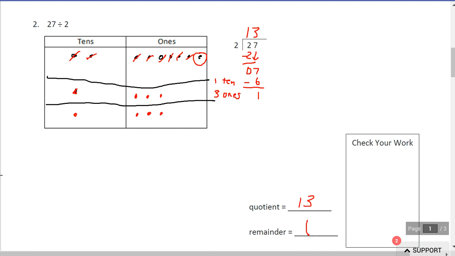Now it says check your work. 27 divided by 2, so we have to say 13 is our answer. We have 13. We're going to times that by 7.